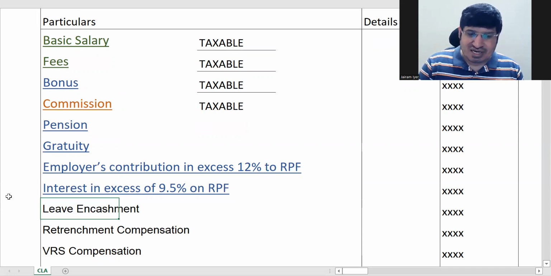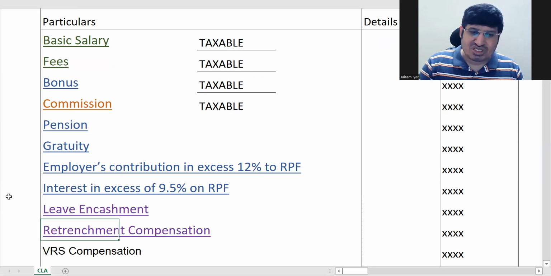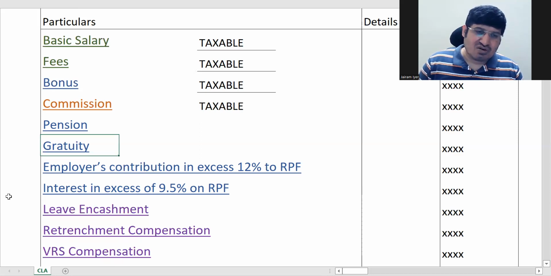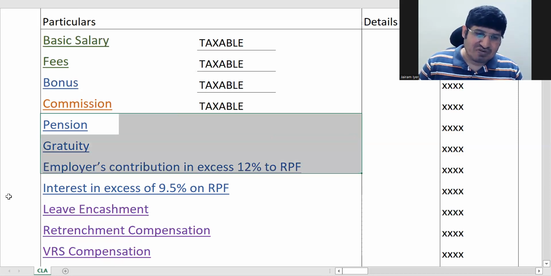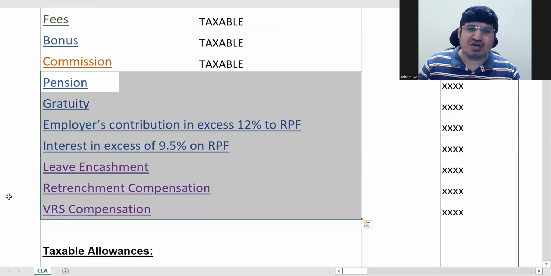Then you have got leave encashment. This is also retirement benefit. Retrenchment compensation is a retirement benefit. VRS is a retirement benefit. All these come under retirement benefits. Okay.